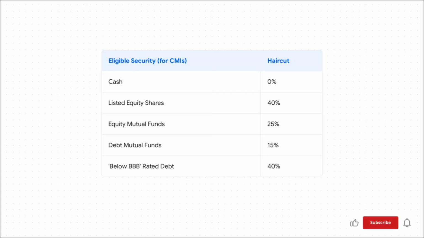Now, when we're talking about lending to the big guys, the CMIs, like stockbrokers, the RBI uses a slightly different term. Instead of LTV, they talk about haircuts. Don't let the name scare you. It's a pretty simple idea. A haircut is just the percentage that a bank discounts from the value of the collateral. So a 40% haircut on shares means that for every 100 rupees of shares, the bank only counts it as 60 rupees of collateral. It's really just the flip side of LTV, another way of building in that all-important safety margin.